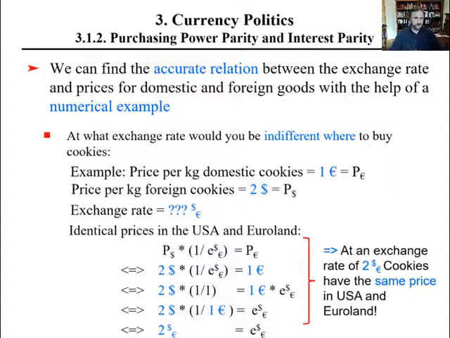At this exchange rate, cookies have the same price in the USA and in Euroland. We have calculated the cookie price here in terms of euro. You can also calculate the cookie price in terms of dollar, and you will see at this exchange rate the price is always the same, whether you calculate the price of cookies in dollar or in euro. That makes no difference. So this is our equilibrium exchange rate now, $2 per euro.